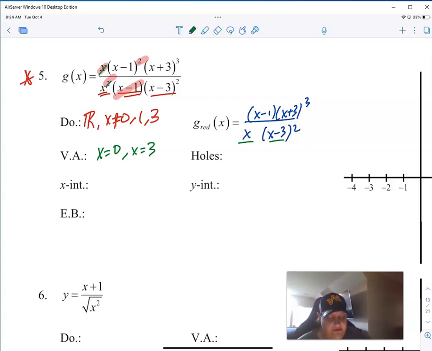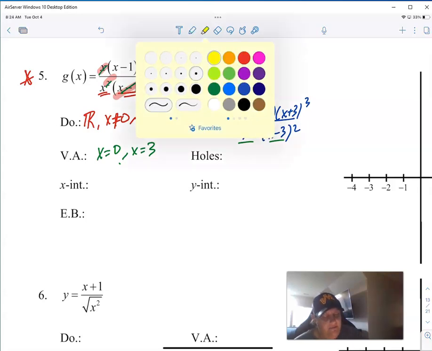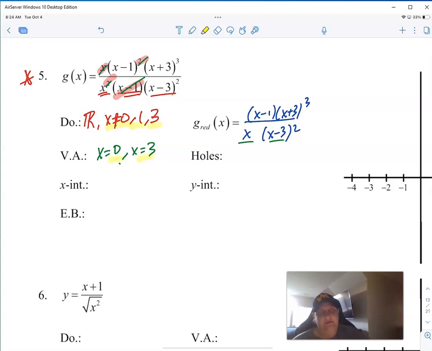So let's look at what I crossed off. I crossed off a 0, but that's an asymptote. And I crossed off that. So if I go back and look at my domain, it can't be 0, 1, or 3. 0 and 3 are asymptotes. What's 1? Well, when I cross it off the top and bottom, that is now a hole. Because it's a point, though, we want to write it as a coordinate point. So let me plug 1 in here. I get 1 minus 1 to the third over 1 and negative 2 squared. So it's 0 over whatever. So my hole is at the point 1 comma 0.